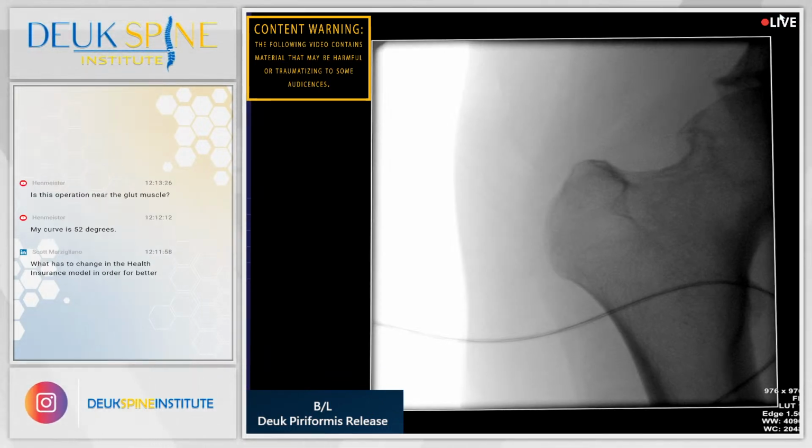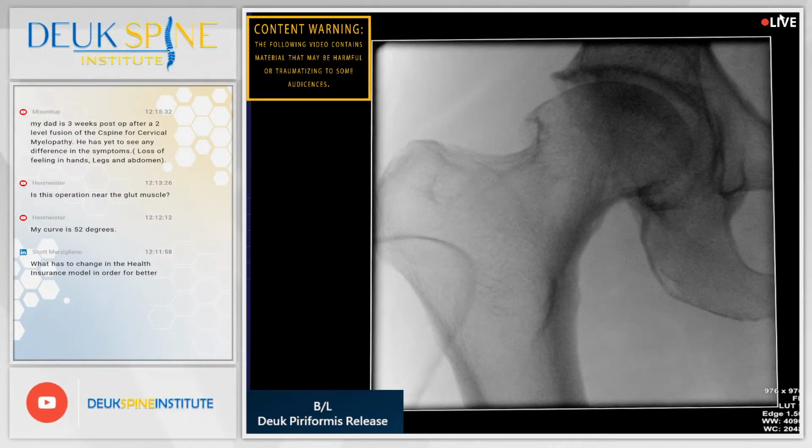Now we just finished doing her sacroiliac joints. We did the Deuk plasma rhizotomy. She had a very calcified ligament in the back, made it very difficult to get in, but hopefully it works well. I'm going to go ahead and release the other side piriformis.